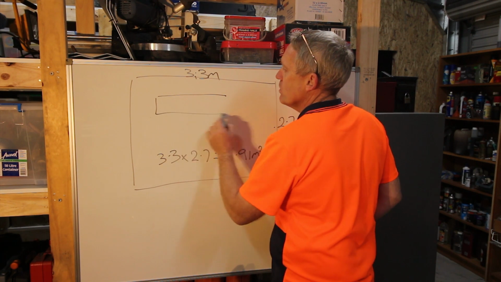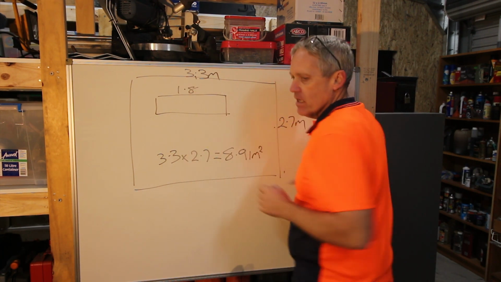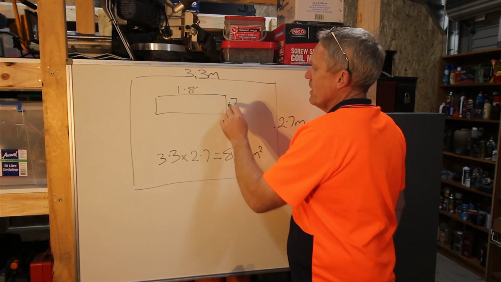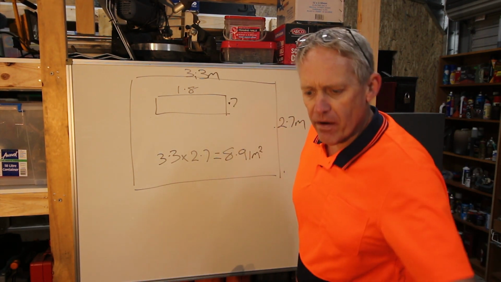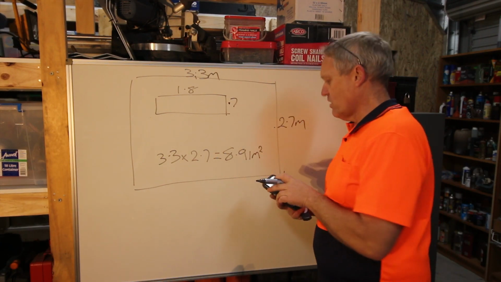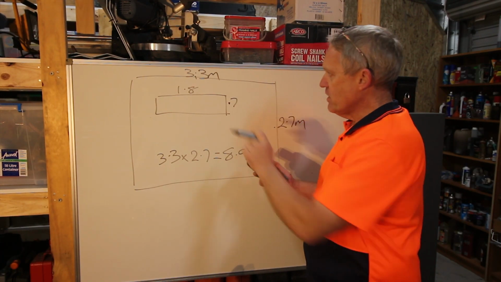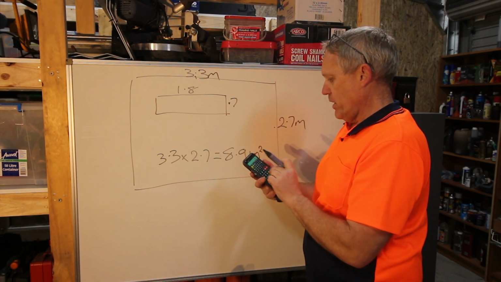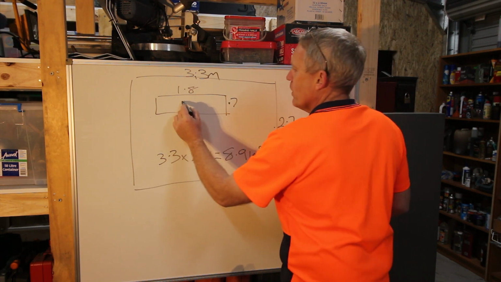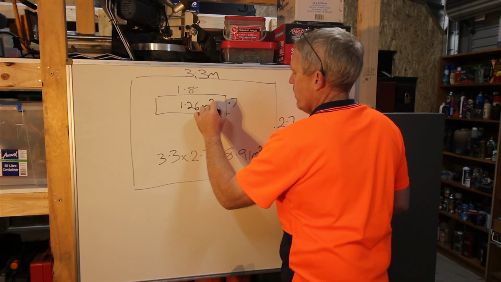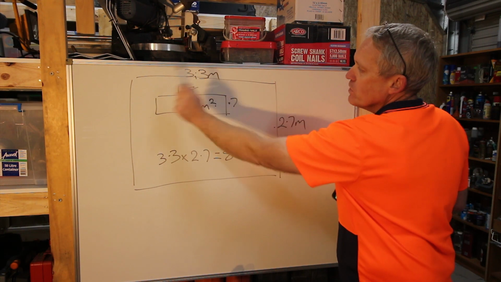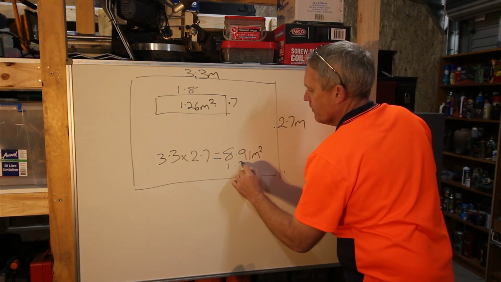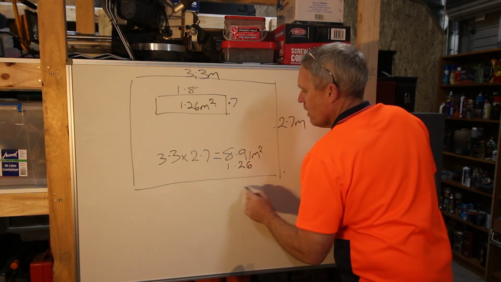And the window was 1.8 meters by 0.7 meters, or 700 mil. Now, I haven't calculated that one before, so let's just quickly jump on the calculator to figure out the square meterage of the window. 1.8 by 0.7, it's 1.26 meters squared. Now if the whole wall is 8.91, we take away 1.26, which is the window.